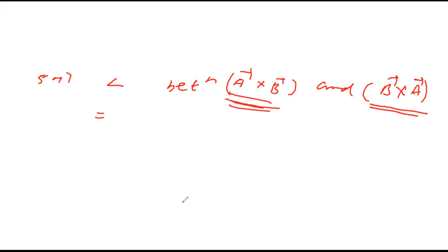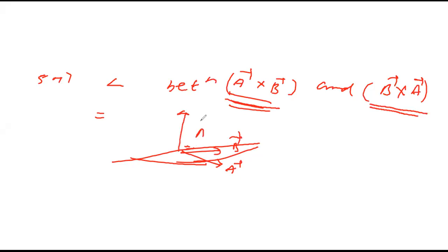A bar cross B bar is a vector whose magnitude is the product of magnitudes and sine of the smaller angle between them, and its direction is perpendicular to the plane containing the two vectors. That means if this is A bar, this is B bar, and this is perpendicular A bar cross B bar, then B bar cross A bar is downward, the opposite. Now tell me, how much is the angle?